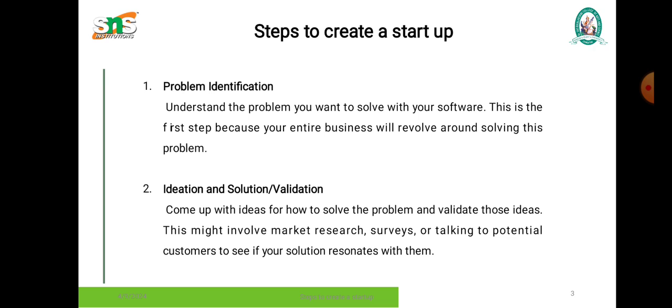Ideation and solution validation. For a particular problem you can have many solutions. In that you have to find out which will be best adapted to your problem. Come up with ideas for how to solve the problem and validate those ideas. This might involve market research, surveys, or talking to potential customers to see if your solution resonates with them.